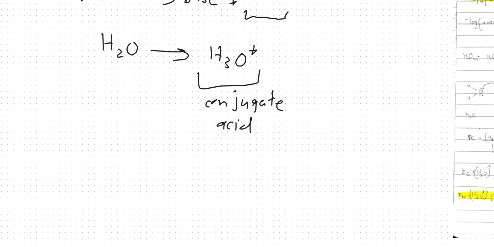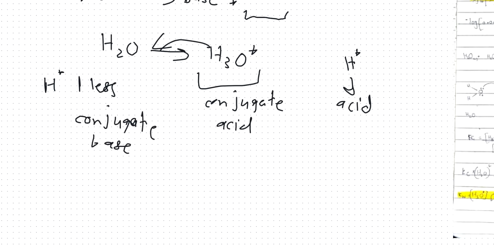Why is it a conjugate acid? Because it has an extra H plus ion that it can donate back to the water. So when a species gets a proton, it becomes a conjugate acid. Similarly, this water right here has one less proton compared to this on the product side. When a species has one less proton, it is said to be a conjugate base. And conjugate bases can accept protons to become conjugate acids.